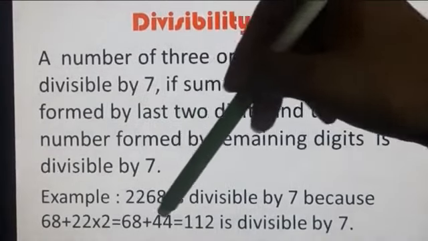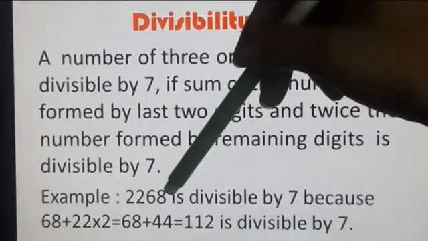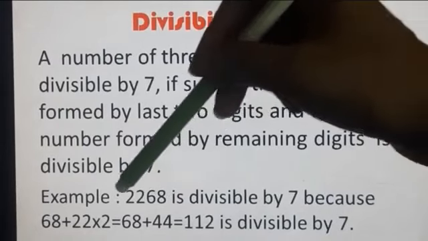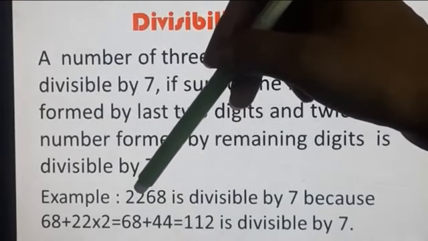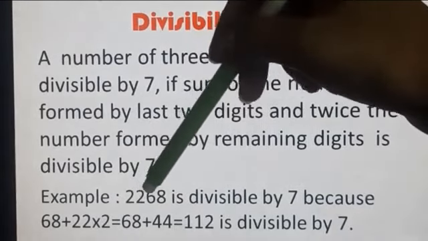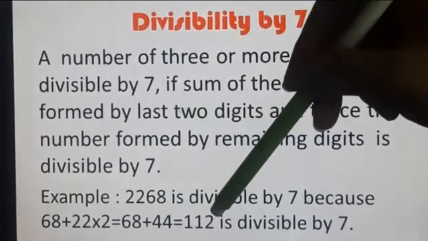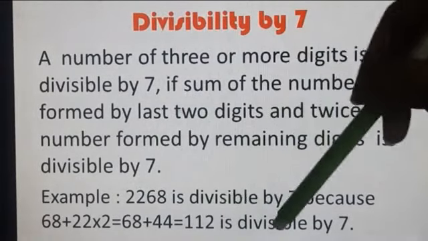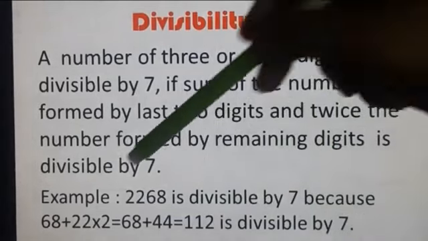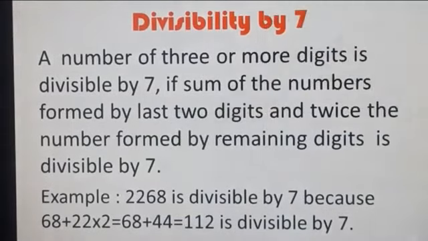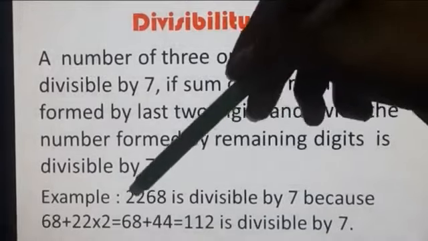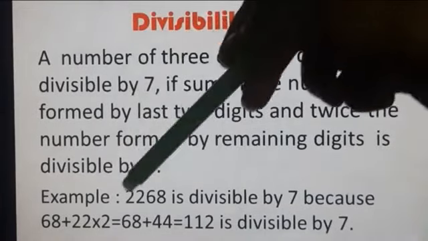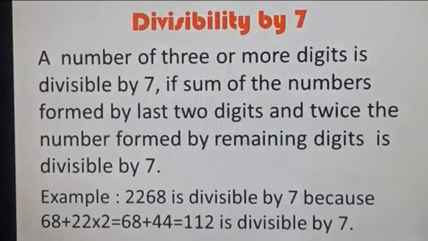2268. So this ones and tens place is making 68. 68 will be added to the double of the remaining digits. 22 multiplied by 2, that is 44, plus 68, that is 112. 112 is divisible by 7. So 2268 is divisible by 7. Right? The number formed by the ones and tens place has to be added to the double of the remaining digits.